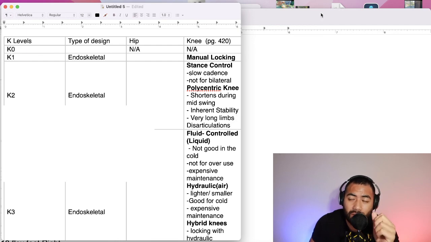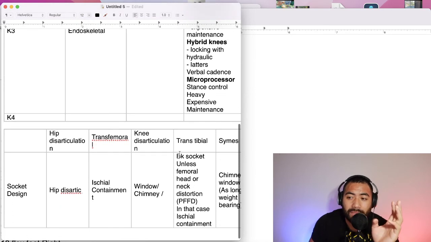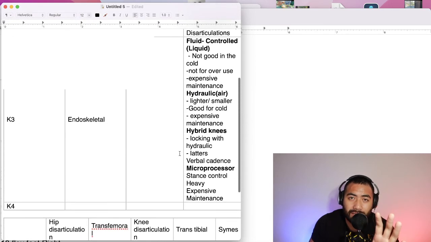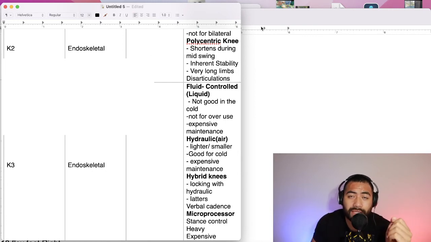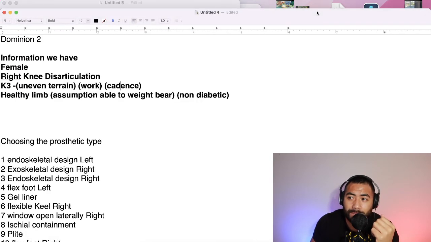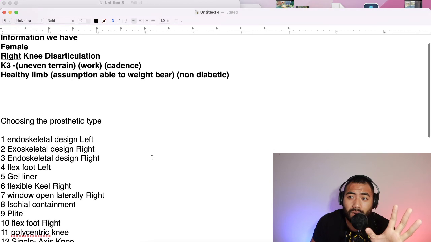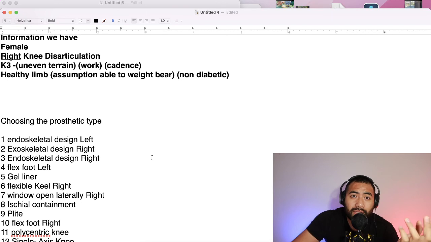You can make the arguments for all of those, the mechanical knees and whatnot, microprocessor knees, but just take a second and don't do that, because this is just textbook, okay? It doesn't have to be field ready. It's just textbook with theories. So all this information that I just went over, you should already know. And it's a healthy limb, meaning they're not having a lot of phantom pain or discomfort. Knowing all that information should get you to the next level.